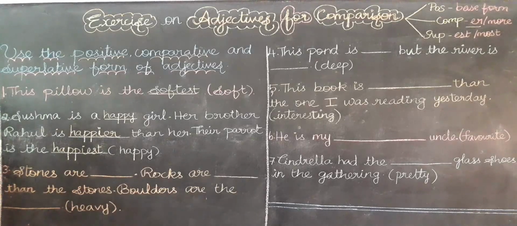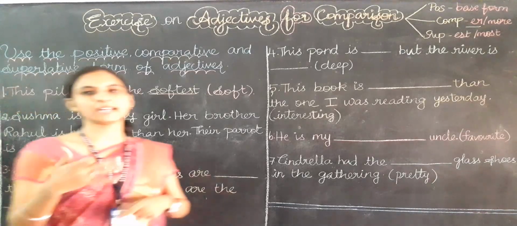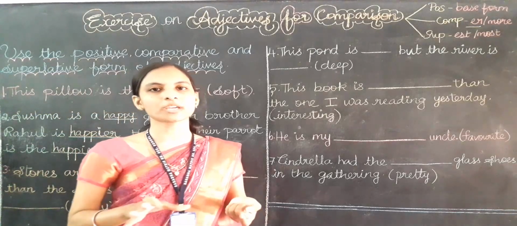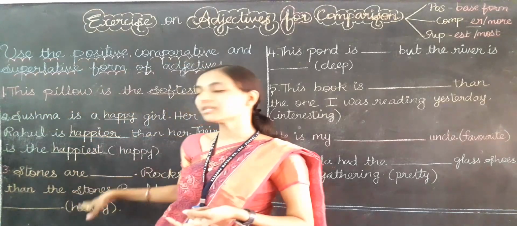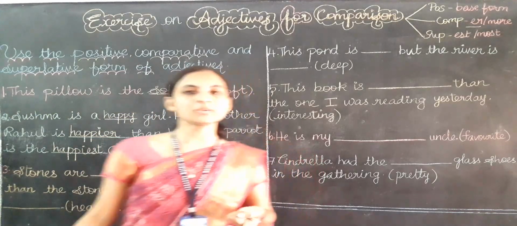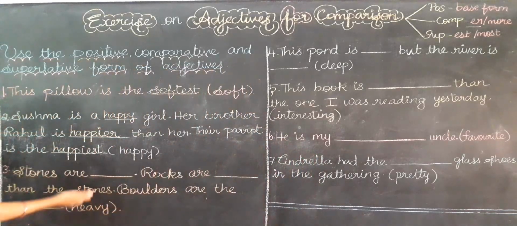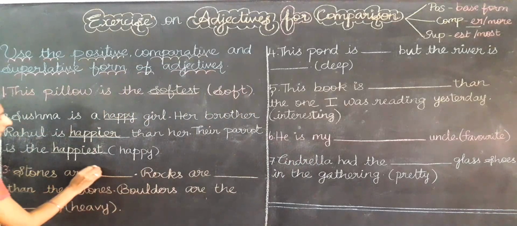Now next sentence. Stones are dash, rocks are dash than the stones, boulders are the dash. Okay. So this sentence ends here. There are three sentences in the third question. So in the first sentence you can see stones are dash. Here they are not comparing anything. They are not comparing with any stone. They are simply talking about the stones only. Which adjective have they used? Heavy only. So without making any changes we need to write heavy directly.